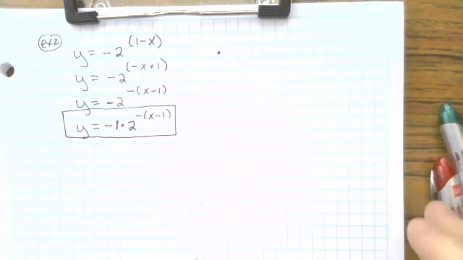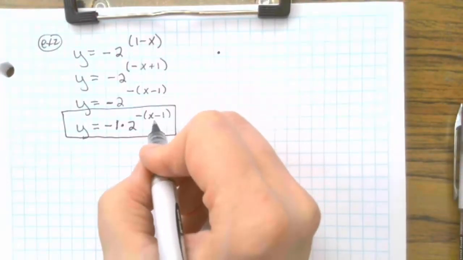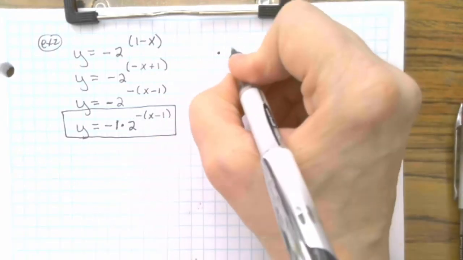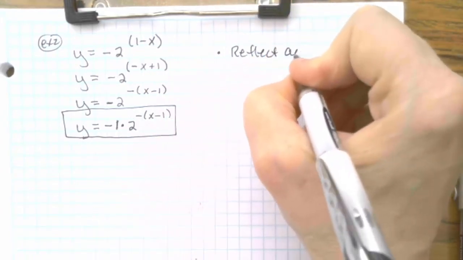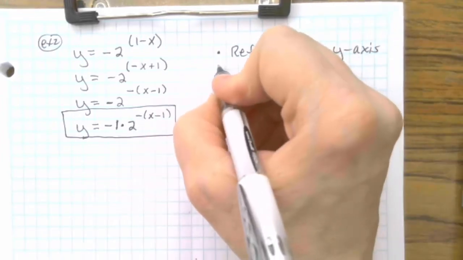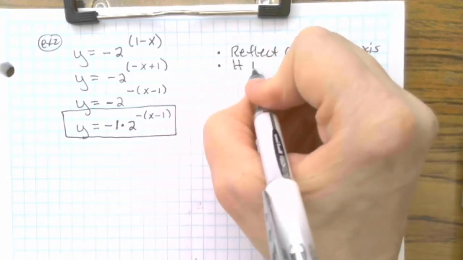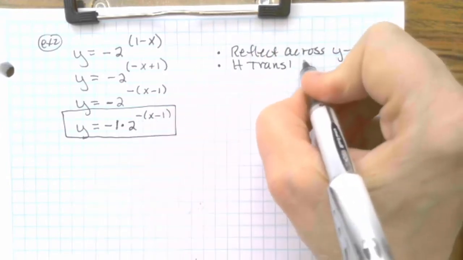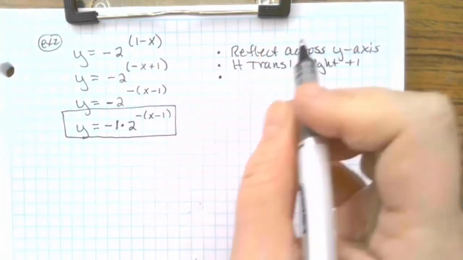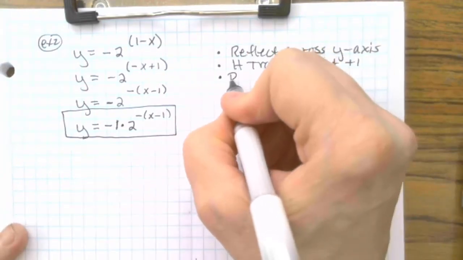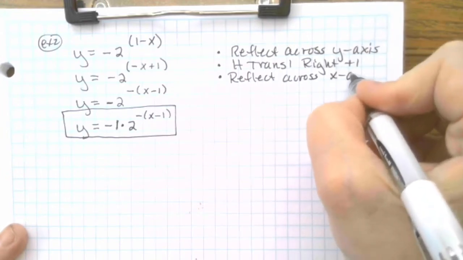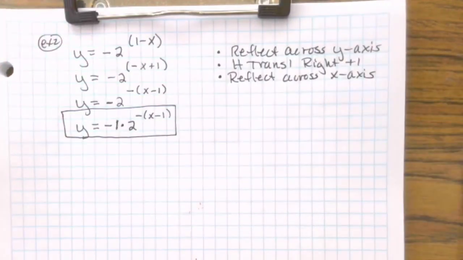So let's do the description, starting with the x's. Shrinks and stretches come first, then reflection. So it does have a negative, so you're going to reflect across the y-axis. That's the negative. Now we do translation. It's a horizontal translation, and remember it's always backwards. Right plus 1. And then we also have a negative parked out front. That is a reflection across the x-axis.